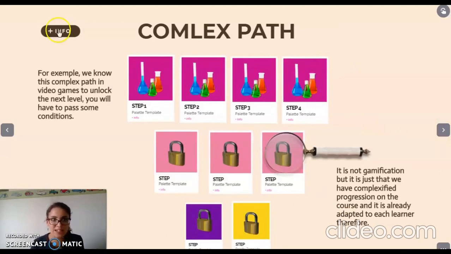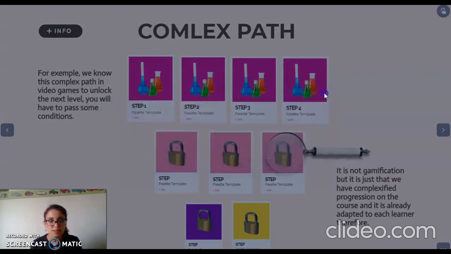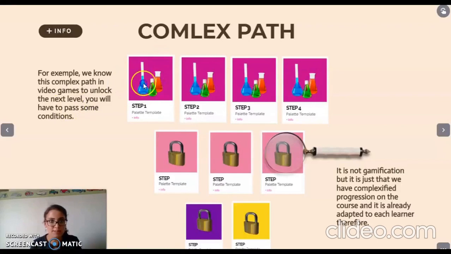The complex path, it's complex. It's not easy. It's a course where we really have to pass these steps. The first step is with four steps. And we say it's complex because, you know, like in video games, you have to unlock the level for passing to the next level, and you will have to pass some conditions.